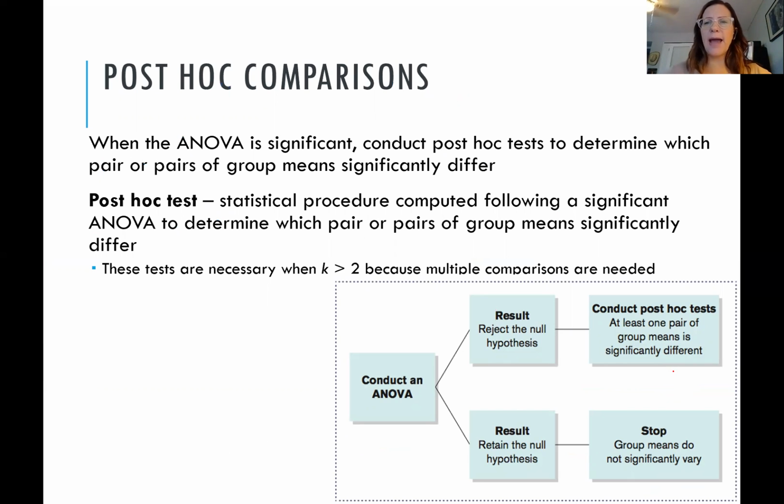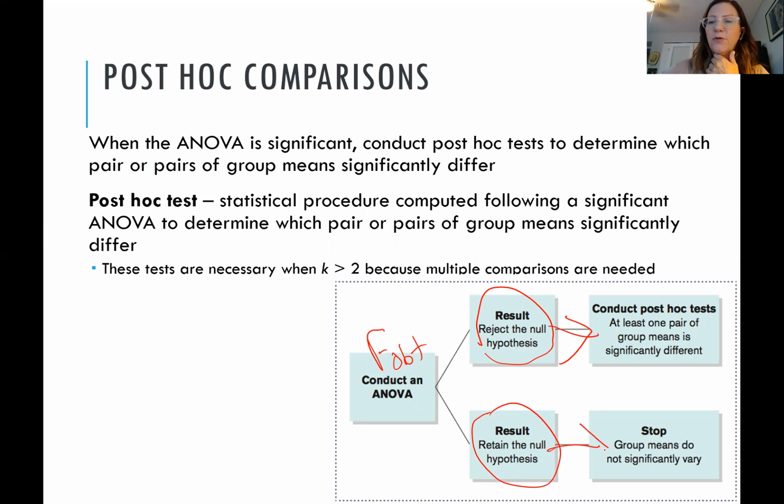So here's kind of a map. Okay, you get your ANOVA, your F obtained, okay? And if your result says to reject the null, that means it's significant. You conduct post hoc tests. If the result is not significant and you retain the null, you stop and you report your APA, okay?